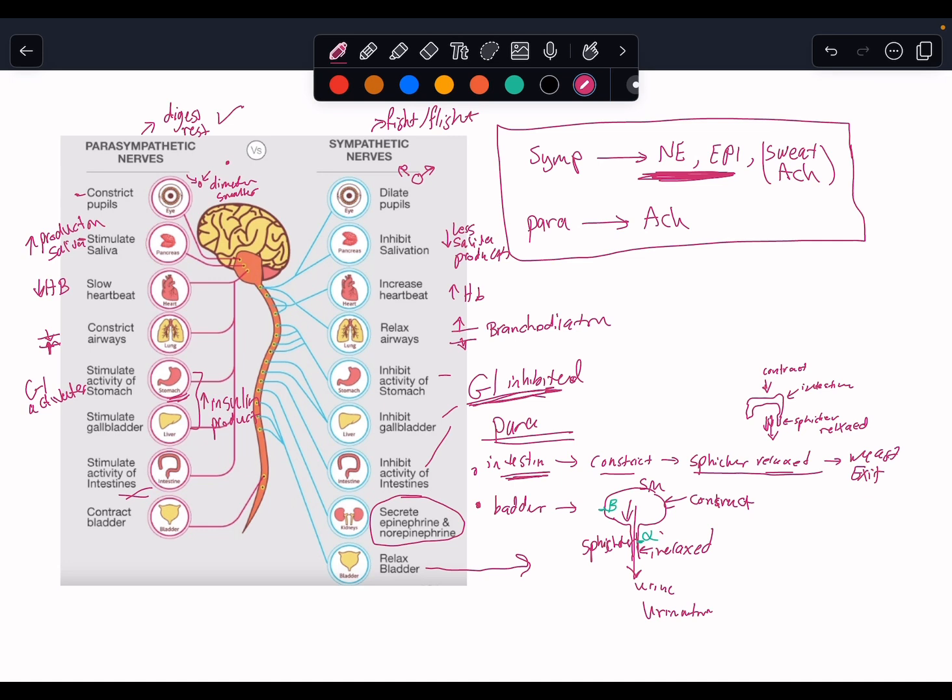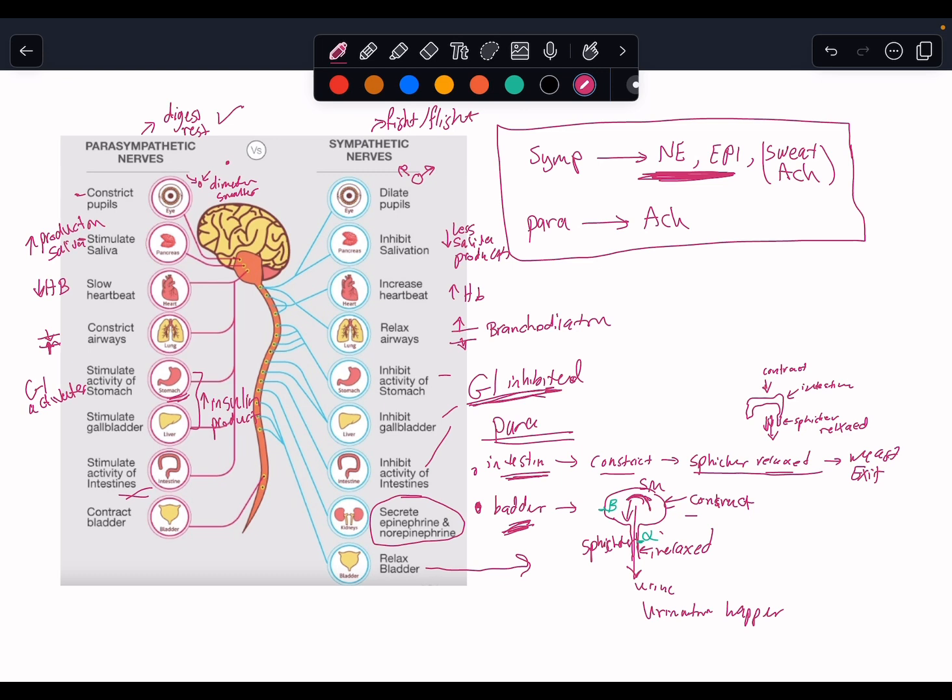Same thing here for the bladder. Same mechanism. So the smooth muscles in the bladder here will contract and the sphincter muscle will be relaxed. So the urine will be evacuated and urination happens. Okay.